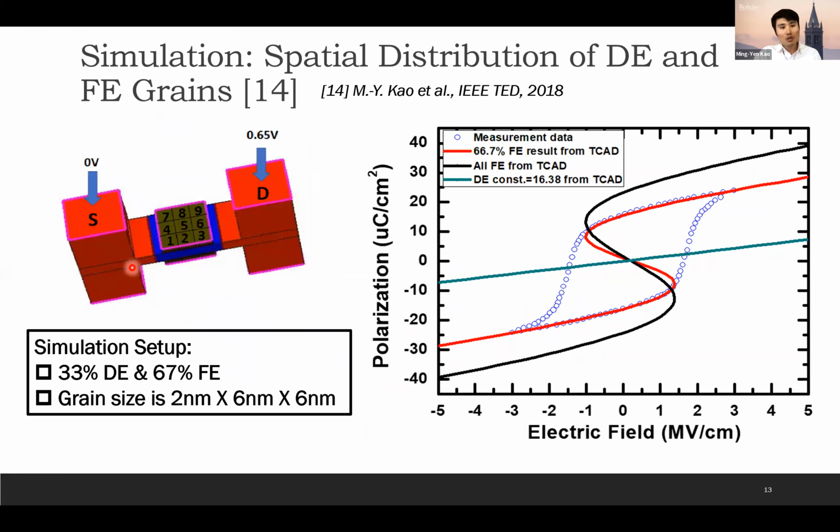Okay, we propose this simulation scheme where we cut the gate stack into different grids, and we have the source and drain and the channel. And like the simulation said, we have 1/3 of these grids to be dielectric and 2/3 to be ferroelectric. Which means that for the top gate, we will select 3 out of 9 grids to be dielectric impurity randomly. So we can run the Monte Carlo simulation on that. And the grain size, I just mentioned, is 2 nanometer by 6 nanometer by 6 nanometer.